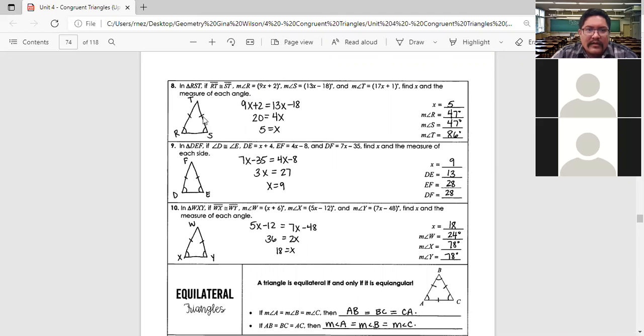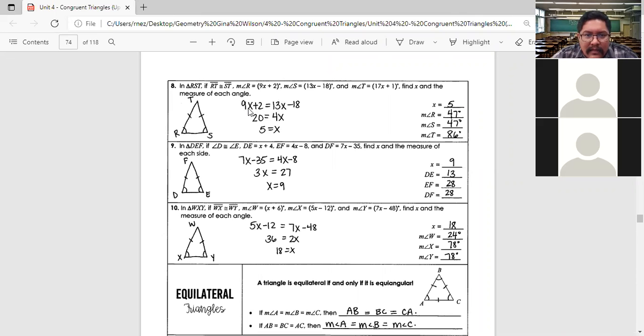Measure of angle R, starting from R, that would be 9x plus 2, which normally they would put here. And the next statement they say is angle S is 13x minus 18 degrees. And we already know that those 2 are going to be the same. If these 2 sides are congruent, the 2 base angles should be congruent as well. So being congruent means we can set them equal to each other.